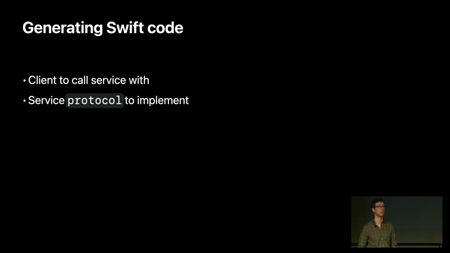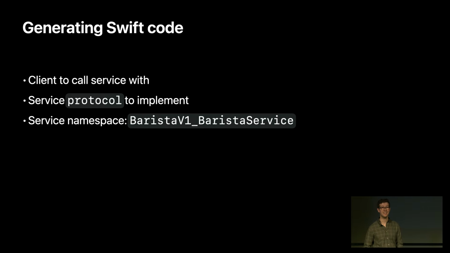The generated code for gRPC includes a client to call the service with and a service protocol to implement. These are generated into a namespace made up of the service name and Protobuf package name. In our case, that's barista v1 _ barista service.